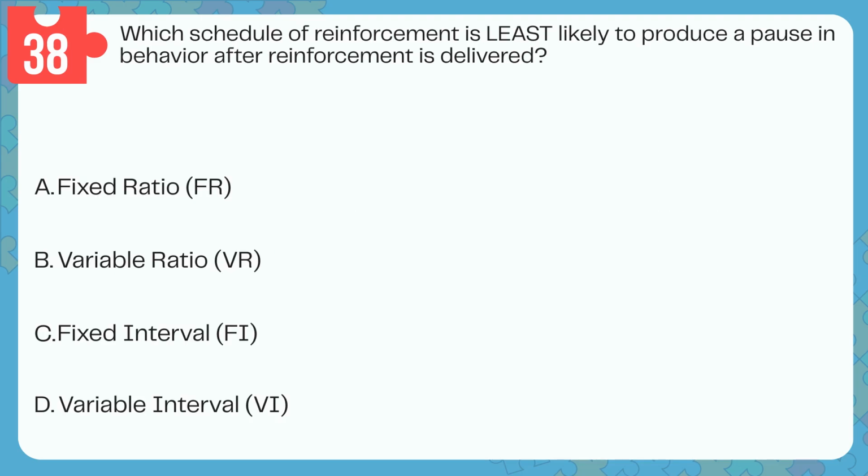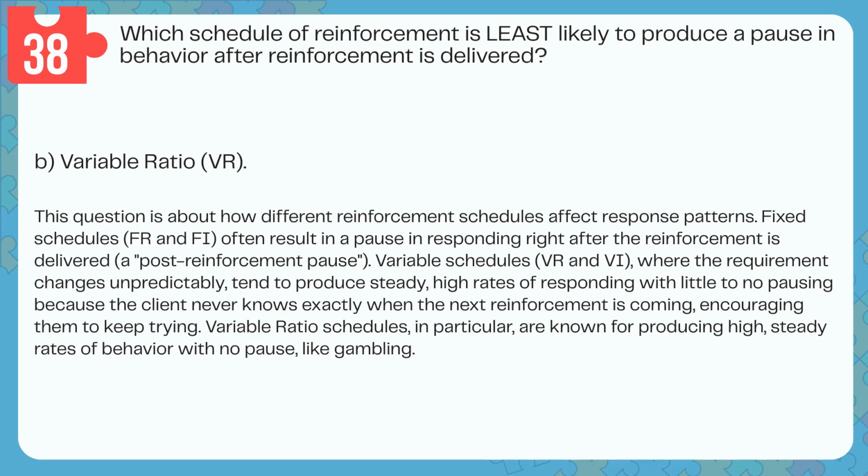Question 38. Which schedule of reinforcement is least likely to produce a pause in behavior after reinforcement is delivered? A. Fixed ratio, FR. B. Variable ratio, VR. C. Fixed interval, FI. D. Variable interval, VI. Answer: B. Variable ratio, VR.